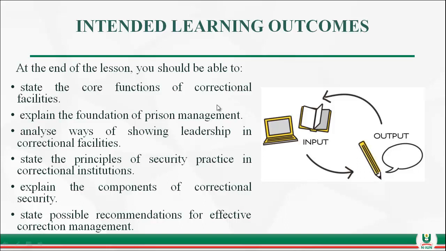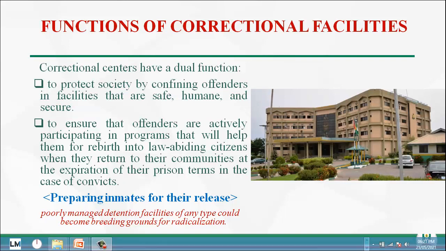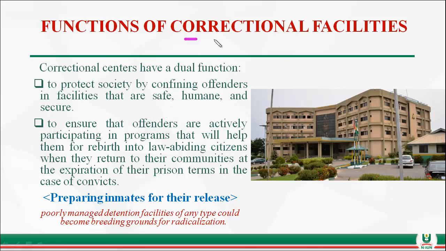So the first one is to look at the functions of correctional facilities. Why do they exist? First is to protect society, by confining offenders in facilities that are safe, humane, and secure. So people who have offended others have to be confined, so they don't take revenge when they are being reported to others. Offenders need to be confined so they don't become risk factors to other members of the society. That is one of the primary functions of correctional facilities.